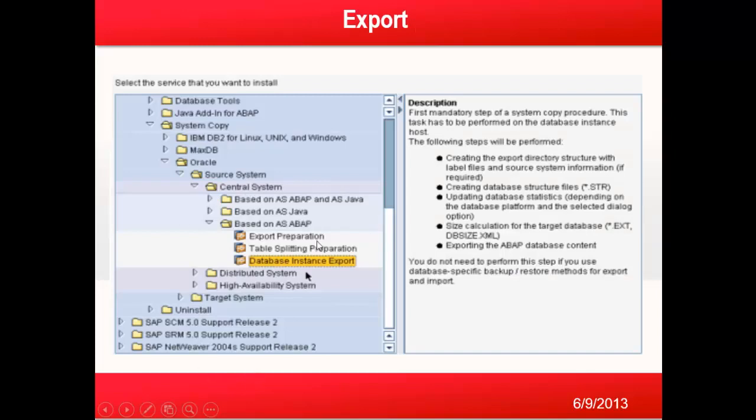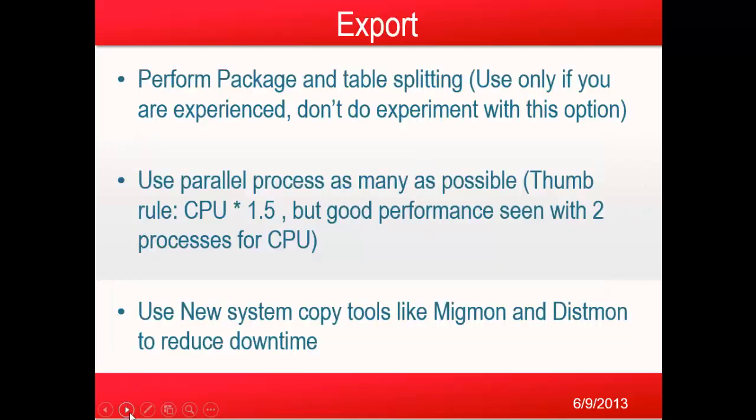Now when we run the export, you can see that there are 3 different phases: export preparation, table splitting, and database export. Okay, so we'll start the database export, perform package and table splitting if required, and we need to use as many parallel processes as possible, because the rule of thumb is CPU times 1.5, but good performance is seen with 2 processes per CPU. So use new system tools like Migmon and Distmon to reduce downtime.